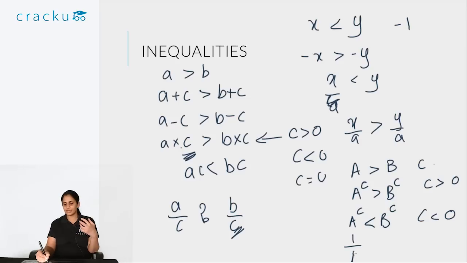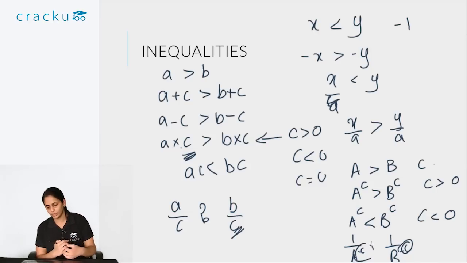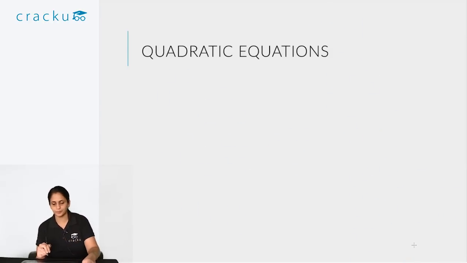I can write this as 1 upon A raised to minus C and 1 upon B raised to minus C, and this will be a positive index, and 1 divided by a higher denominator would be a lower number. Therefore, whenever you are raising to a negative exponent, the inequality sign flips. So these are the basic properties you should remember in inequalities.